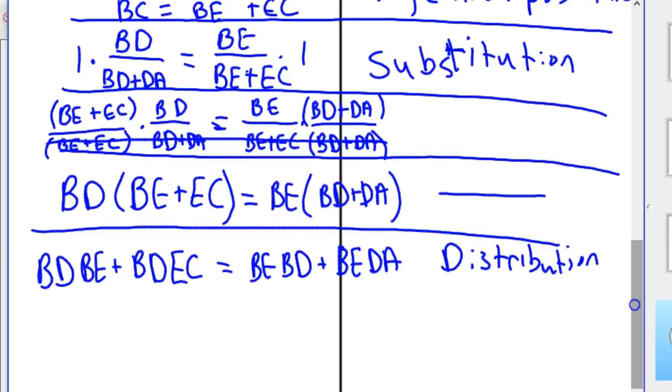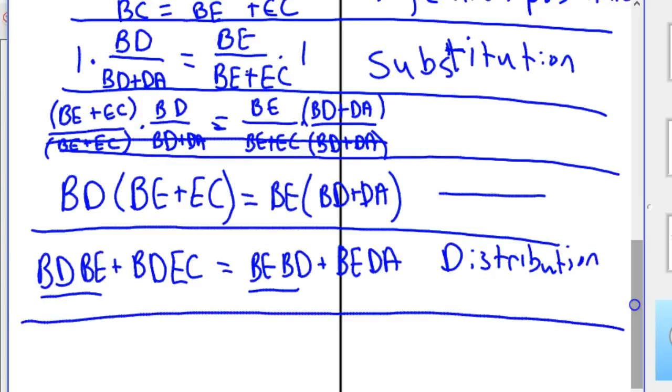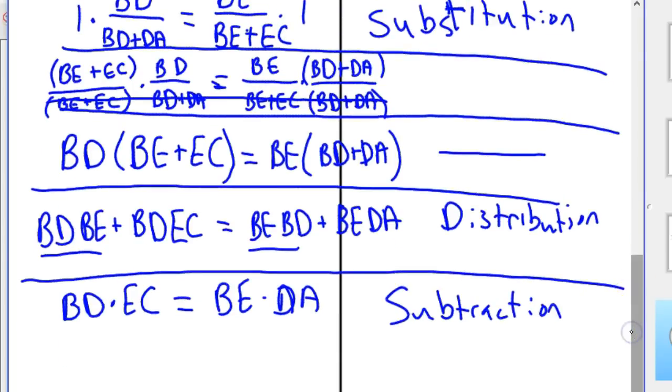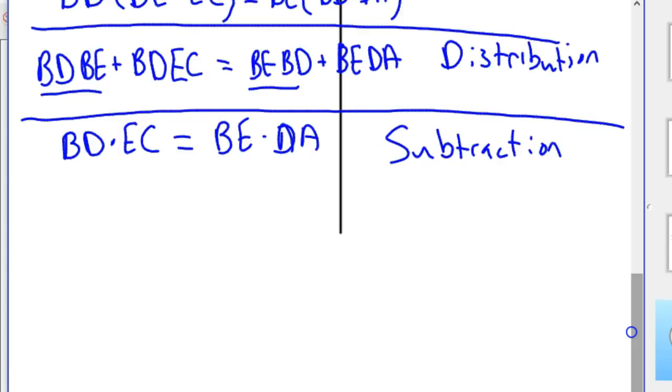And then notice we have a BD times BE. Yes, those two are the same on both sides. So you could subtract that out. So there's your next line. And we know that BD times EC equals BE times DA. And that's from subtraction. I could subtract those out. And we're just about done with the proof.